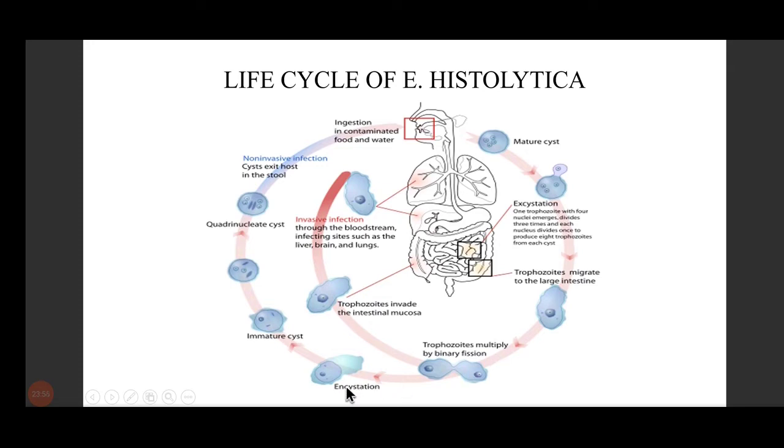Sometimes these trophozoites undergo encystation, making cysts again. So encystation occurs, a cyst with one nucleus is formed, then it forms the quadrinucleate cyst. Maturation occurs, and then this cyst exists in the host. Okay. So did you get this slide? Are you able to understand this life cycle? Should I move on?